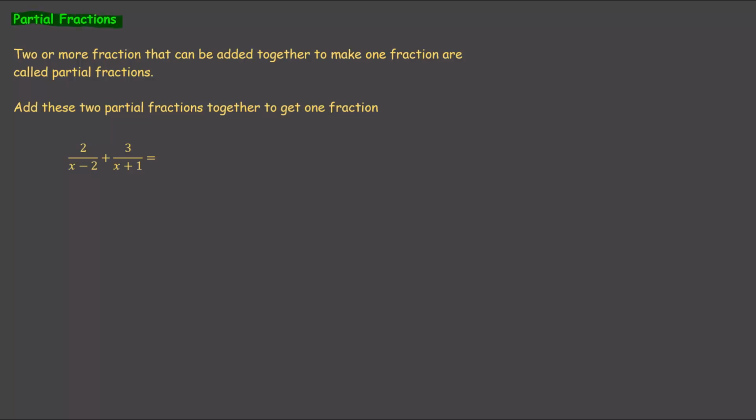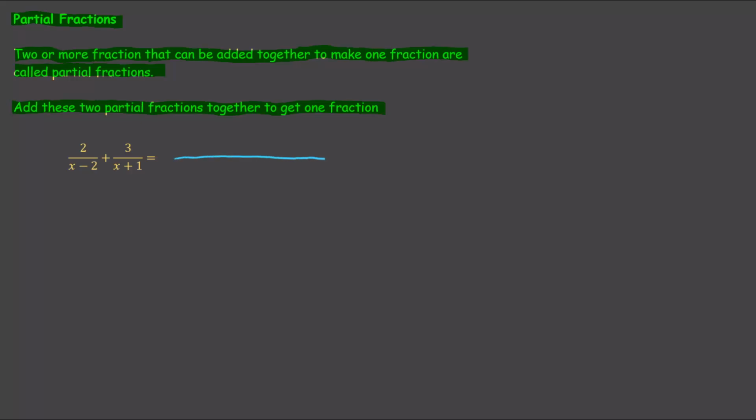Partial fractions. Two or more fractions that can be added together to make one fraction are called partial fractions. Add these two partial fractions together to get one fraction. Well, we know when we're adding fractions we need a common denominator. And that common denominator here would be x minus 2, x plus 1.